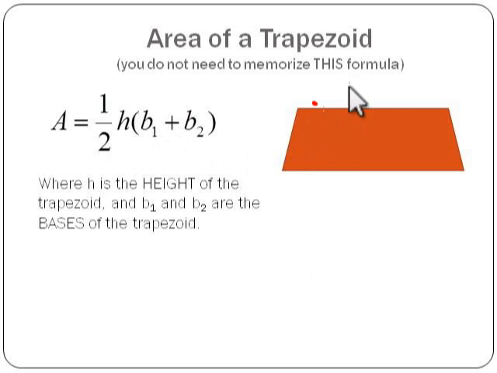So once again, let me put it in a different color. The height is a segment that's perpendicular to both bases this time. So it forms a right angle up here, and it forms a right angle down here. So that's the height. Okay, it looks like an H, so I'm not going to write it in there. And the two bases are B1 and B2, and it doesn't matter which one is which.